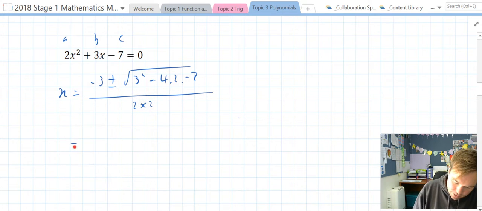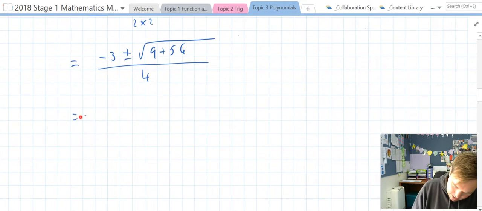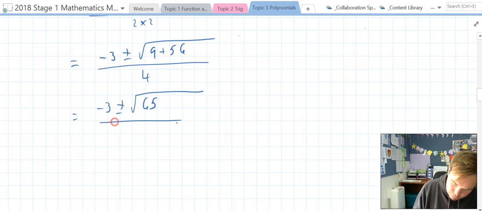And note that I haven't tried to simplify this as I go. I haven't written 9 there, and I haven't done that in my head. I've just put the numbers into the formula exactly. So then we have minus 3 plus or minus the square root of 9 plus, because of the double negative, 56. 2 times 4 is 8. 8 times 7 is 56. Over 4 equals minus 3 plus or minus the square root of, that there becomes 65, on 4.